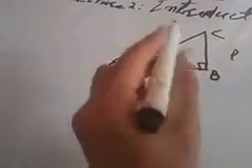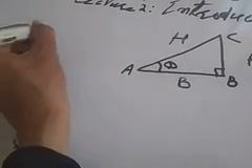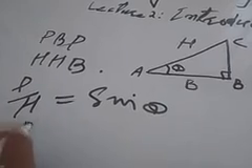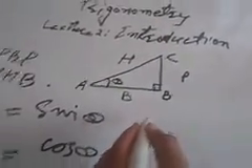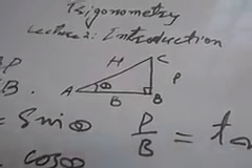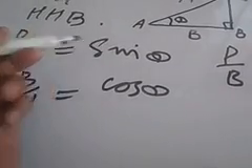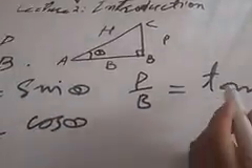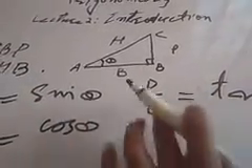Then I have already told you there are 6 possible ratios, and you can remember those ratios with Pandit Hari Bhatt, where P by H is sin theta, B by H is cos theta, P by B is tan theta, and then there are 3 more ratios: hypotenuse by perpendicular, the inverse of this, cosec theta; hypotenuse by base, the inverse of this, sec theta; base by perpendicular, the inverse of tan theta, cot theta.